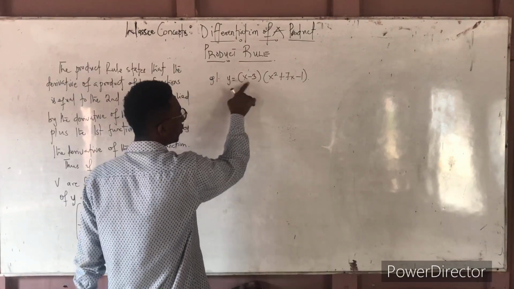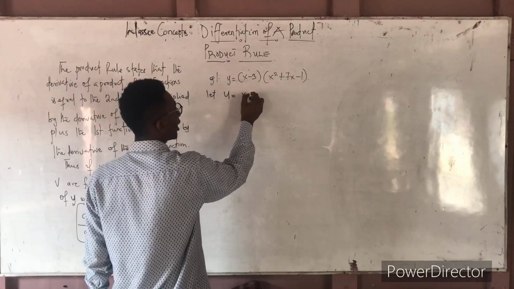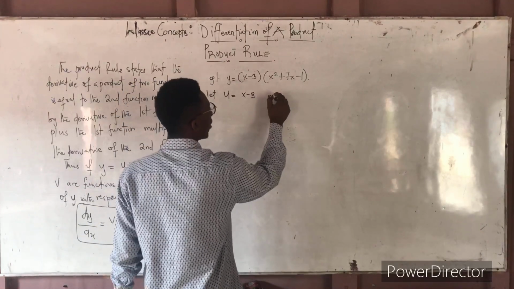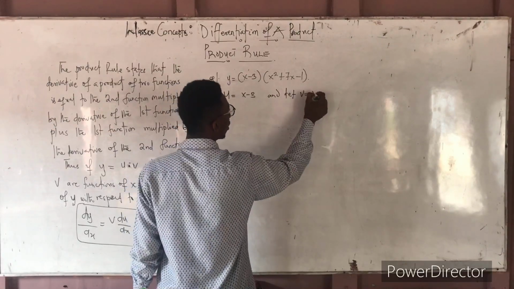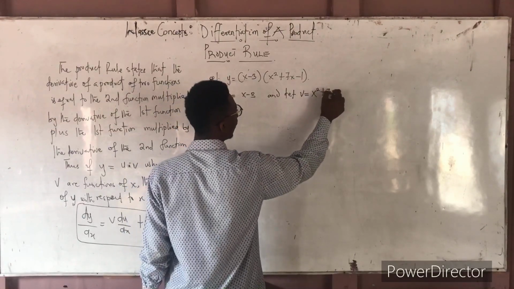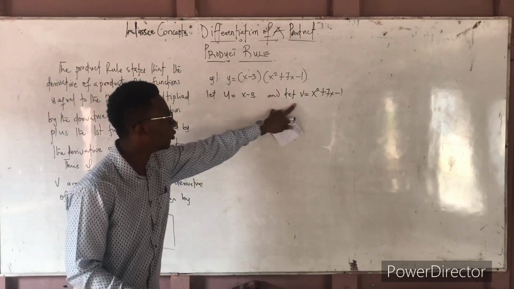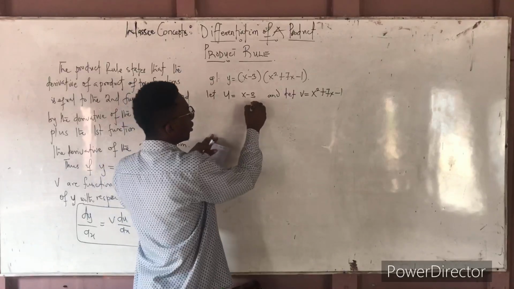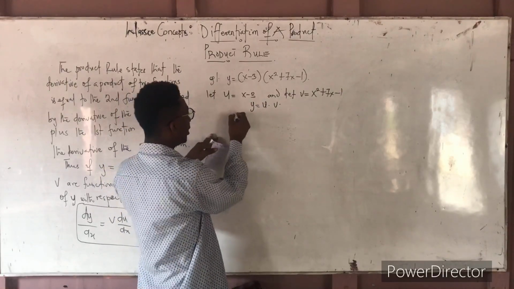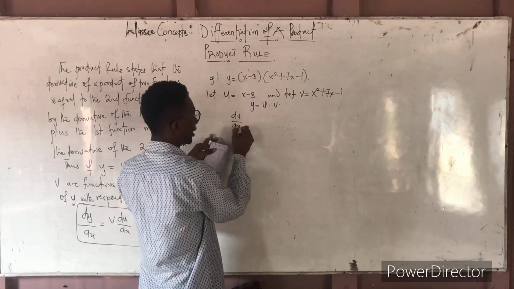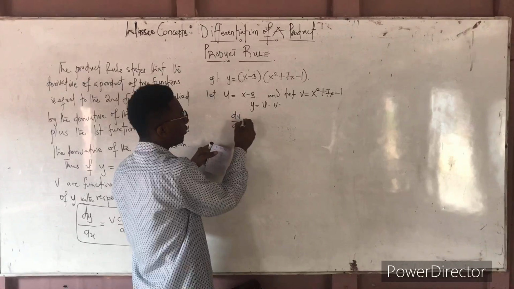Now what happens is that we have to represent each function. So let u be equal to x minus 3, and let v be equal to x squared plus 7x minus 1. So that means y now becomes u times v. So what do we need? We need du/dx. So du/dx, what will it be?